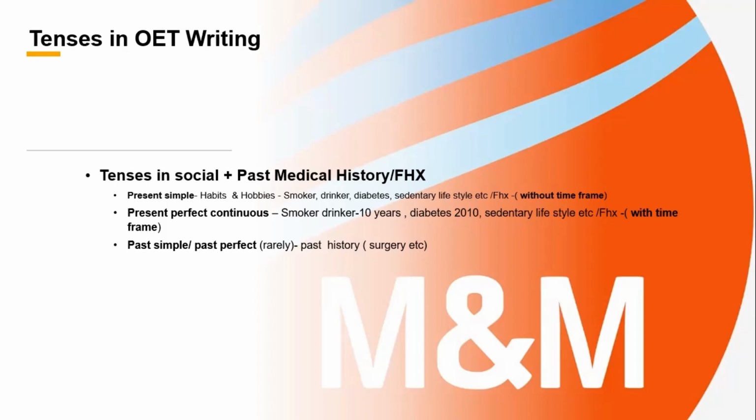But however, if we have the time frame given, we can use the present perfect tense. At times, we can also use the past simple tense in the social details. For example, the patient had or maybe the patient underwent a certain surgery in 2018. So depending upon the situation, you can use either past simple or past perfect as well. But majorly speaking, we have to use the present simple mostly for narrating any habit of the patient, or describing any hobbies or habits of the patient. We can use the present simple tense or maybe present perfect continuous tense, depending upon with or without time respectively.